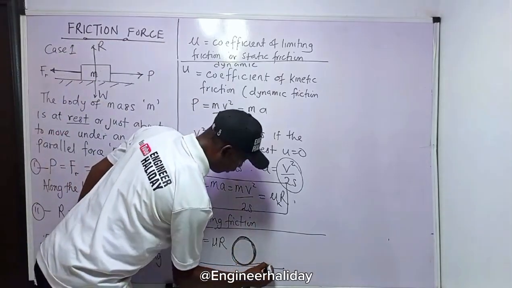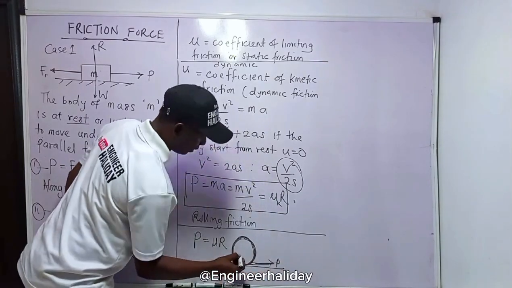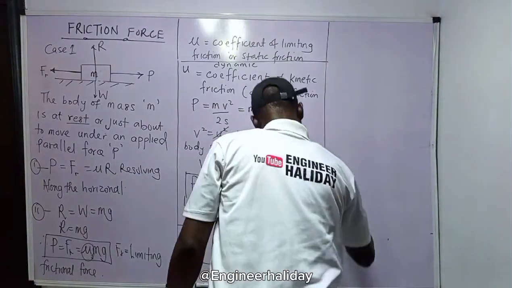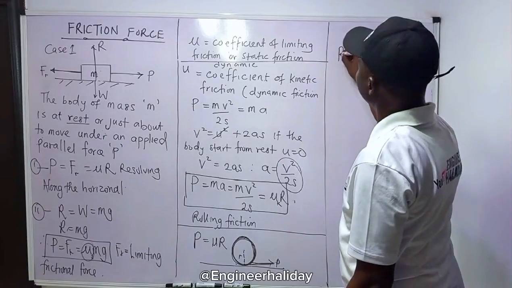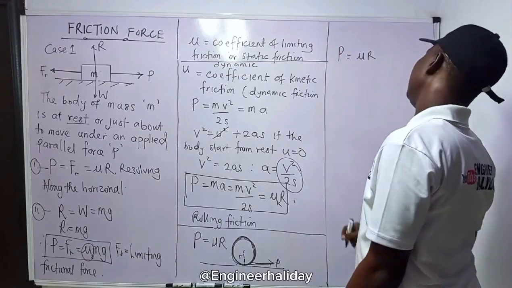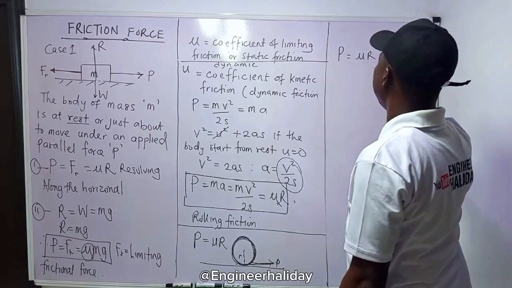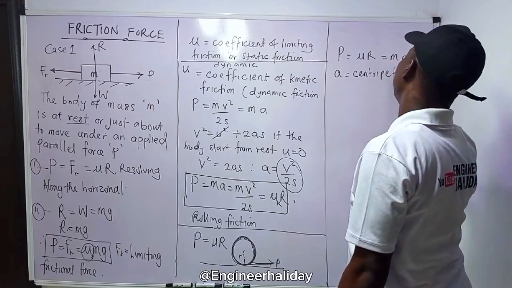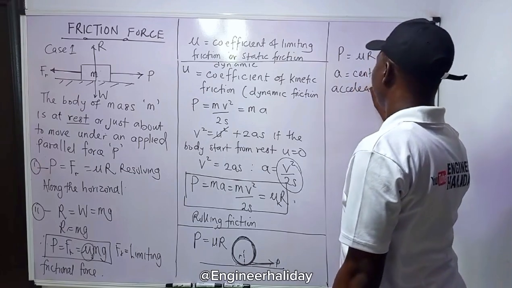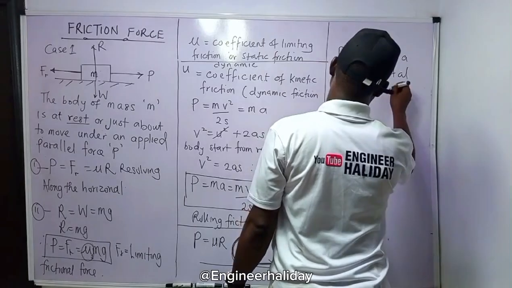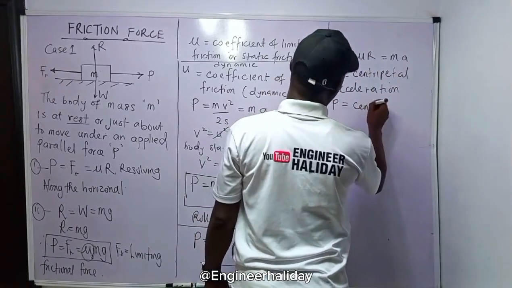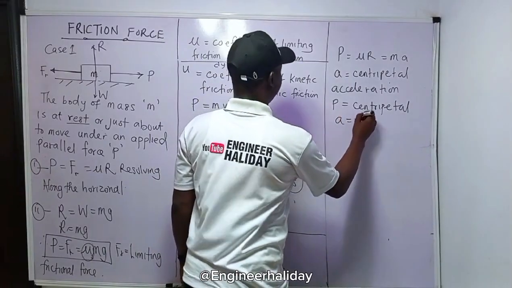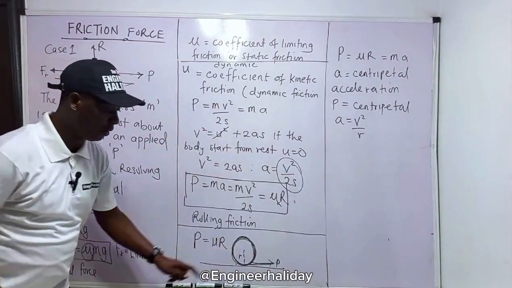So let's say the force is applied like this. We have a radius r. In that case, since it's a circular object, our P will be equal to mu r. And our P is equal to ma, where a will now be a centripetal acceleration. And P will now be centripetal force. So if P is equal to centripetal force, therefore our a is v square over r.